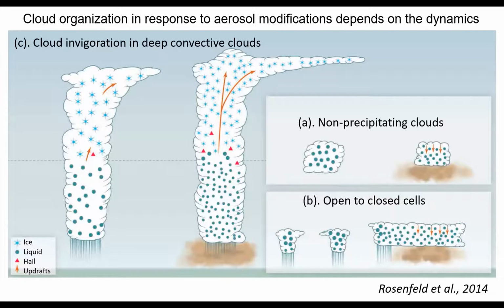These are some of the processes of organization of clouds. Once the cloud aerosol interaction ignites in a cloud, organization of the cloud takes place. I have given examples for cumulus clouds over land and marine stratocumulus clouds over the ocean.